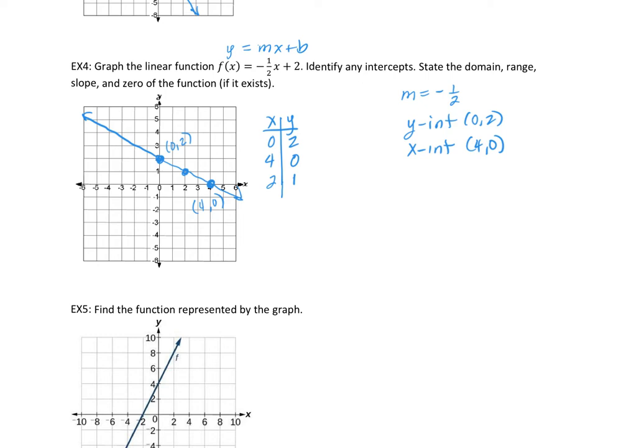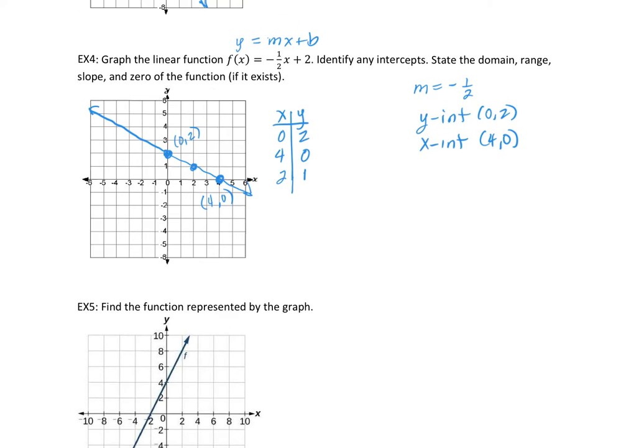We also have to find the domain, range, slope. We already found slope, and 0 of the function. So I'm going to find the 0 first, and then we'll talk about the domain and range. The 0 is simply the x-coordinate of the x-intercept, so that would be 4. So my 0 is 4. Domain.